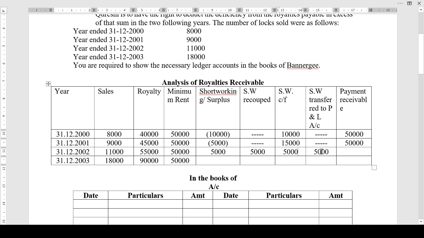What's the meaning of transferring to P&L account? You can never recover it again. Whereas this 5 we still have hope of another year, so I'm carrying it forward. What will be the payment receivable? 50,000. The actual royalty is 55, but out of 55, we've used 5,000 to recover. So it's going to be 50.